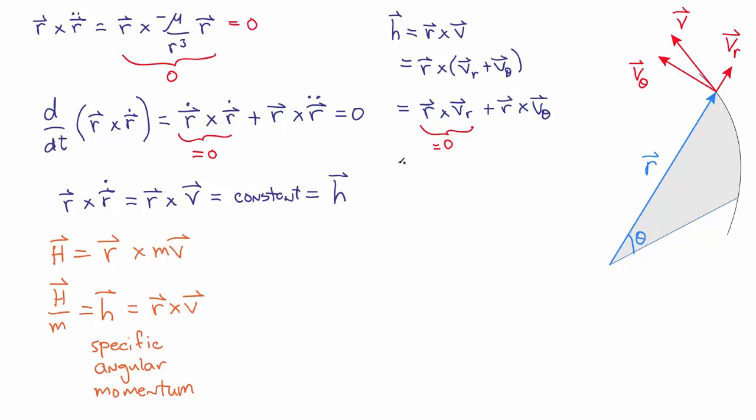And if we look at the magnitude of the specific angular momentum vector, well, then that's nothing other than the magnitude of r times the magnitude of v theta, the perpendicular component of the velocity. Well, and v theta is nothing other than r times d theta dt. Okay, so that gives us then r squared d theta dt. And as we've already discussed, the specific angular momentum is constant. So this quantity is a constant.